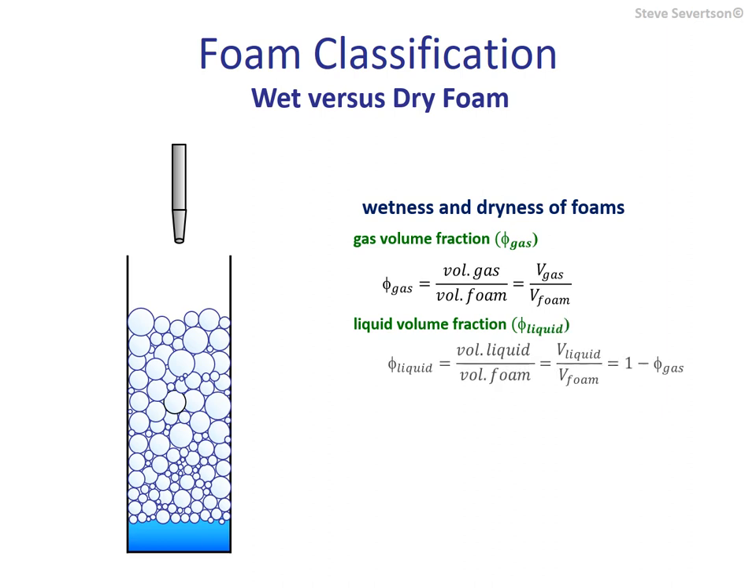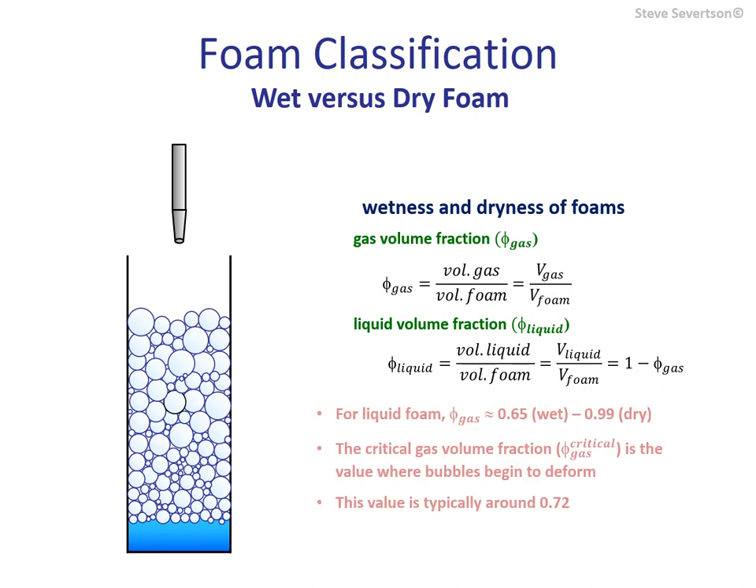Thus, the evolution of foam can be characterized using their gas or liquid volume fractions, defined here. Typical gas fractions for foams range from about 65% for dilute or wet foams to over 99% for concentrated or dry foams. The critical gas fraction, which occurs for a gas fraction of around 72%, is defined where visible bubble deformation begins and bubbles start to lose their spherical shapes. For the foam column picture shown here, the gas fraction is higher than 60%, but lower than the critical fraction.